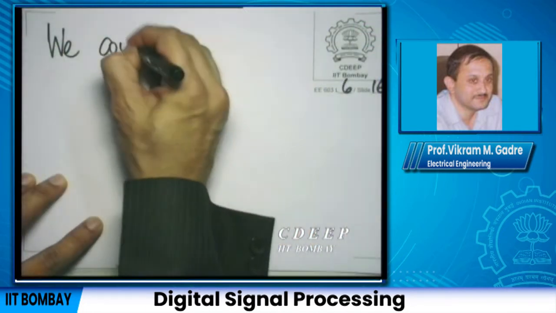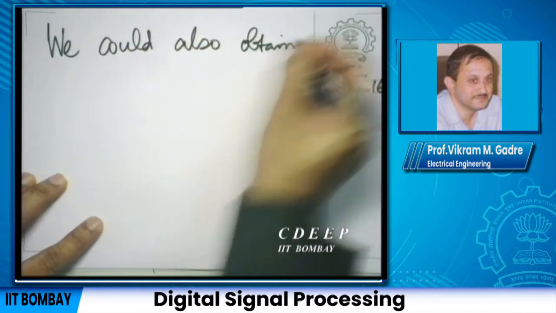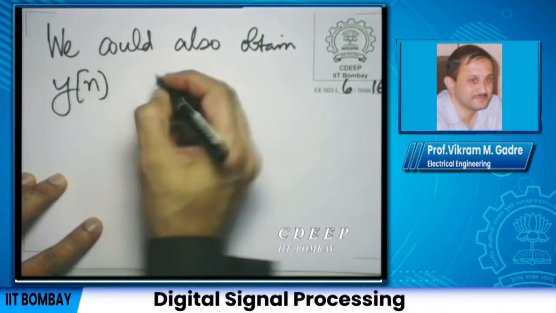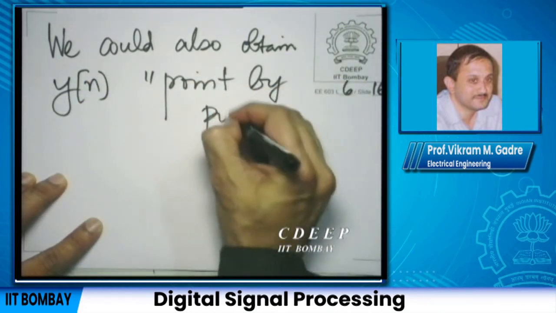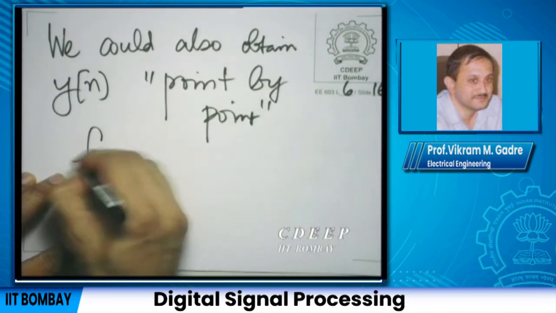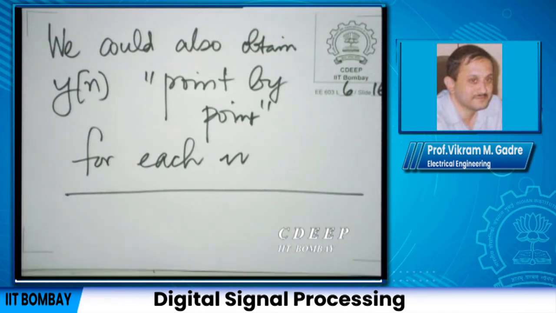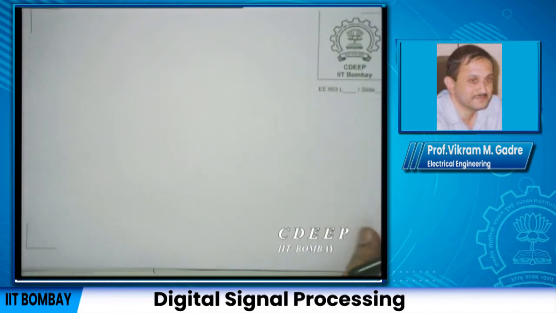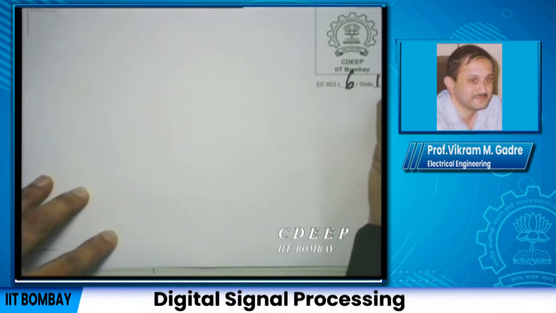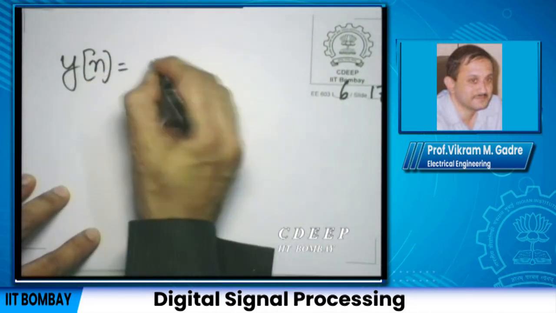We could also obtain y[n] point by point for each n. And here all that we need to do is to reinterpret the expression for convolution. So, what we are saying is, take note of the expression for convolution once again.